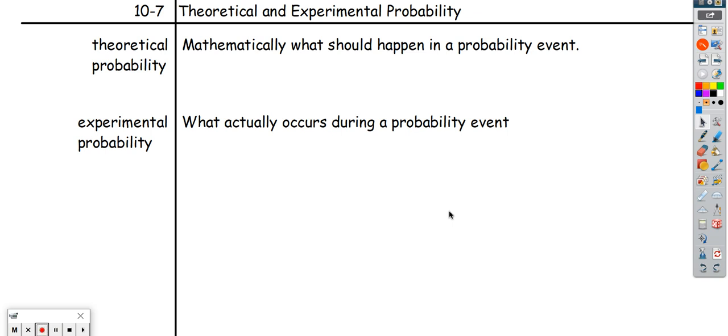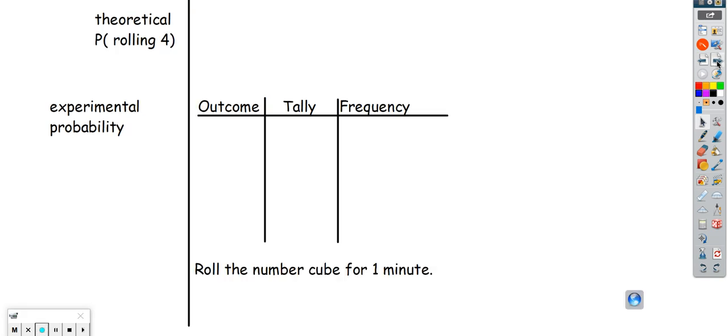Okay, so let's talk about theoretical and experimental probability. Theoretical probability is mathematically what should happen. We did that yesterday when we did the notes on simple probability. Experimental probability is what actually happens when you do a probability event. So let's look at the theoretical probability of rolling a 4, and then we'll do a little experiment to see if our experimental probability matches what mathematics says should happen.